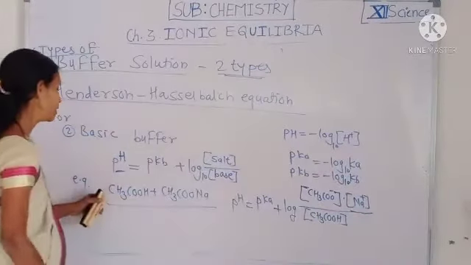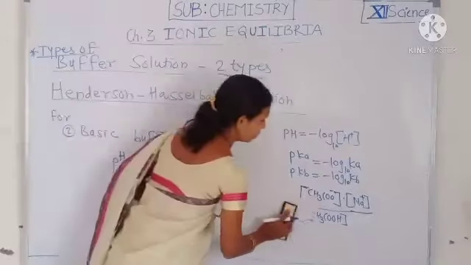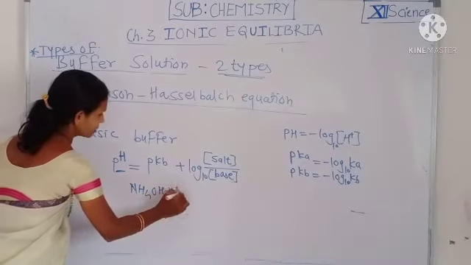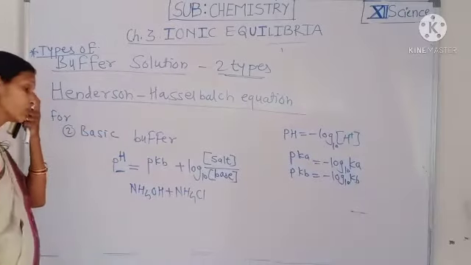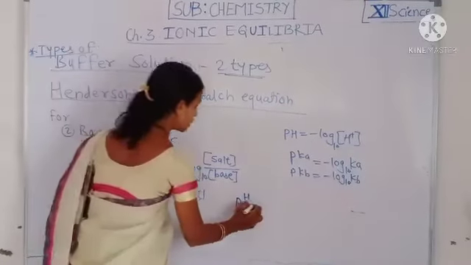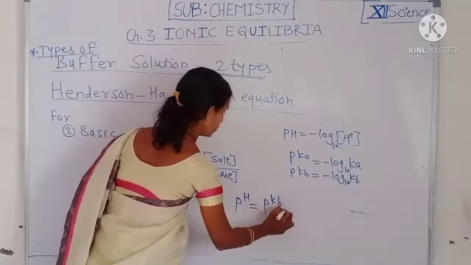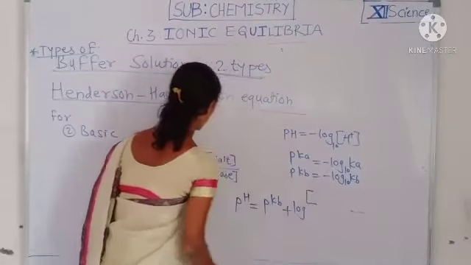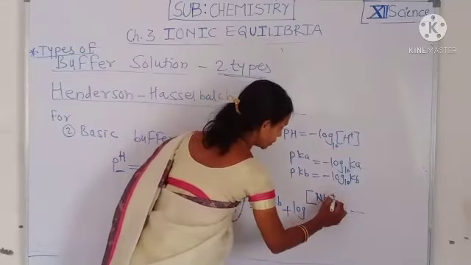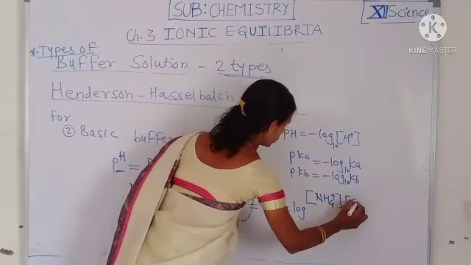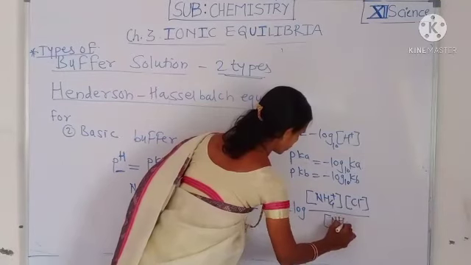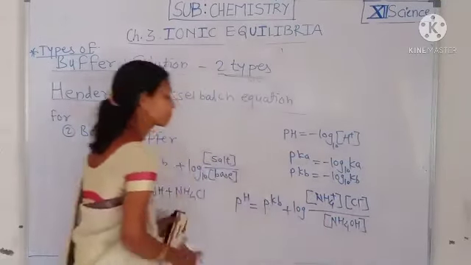Then here, for example, of a basic buffer, that is NH4OH plus NH4Cl, an aqueous solution of NH4OH and NH4Cl. Therefore, the Henderson-Hasselbalch equation for this basic buffer is pH equals pKb plus log of the concentration of, here the salt is NH4Cl, but NH4Cl is a strong salt, it dissociates into NH4 plus and Cl minus, concentration of Cl minus upon the concentration of NH4OH.